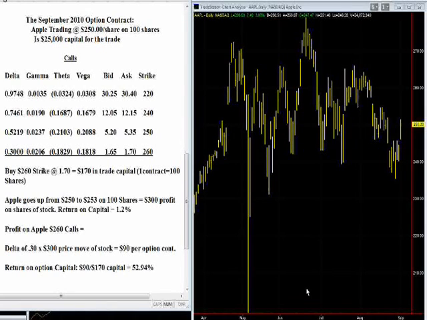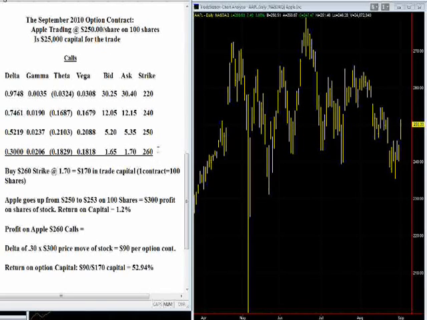So as you can see here, here's your delta, your gamma, your theta, your vega, the bid, the ask, and the strike. That's what it'll look like on your option chain. There'll be some other elements to the option chain, but for this example, I wanted to keep it simple. So here are your strikes. You'd first look at the 220, the 240, 250, 260 going out. The stock, as I said, is currently trading at $250.